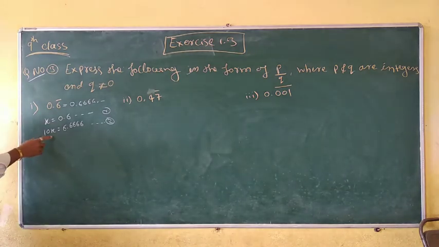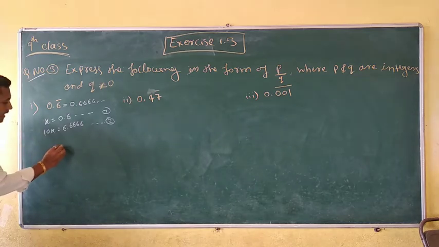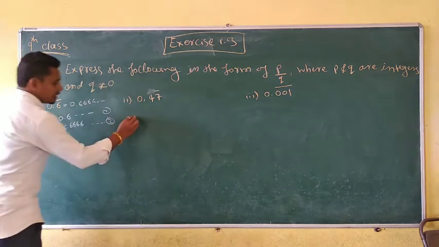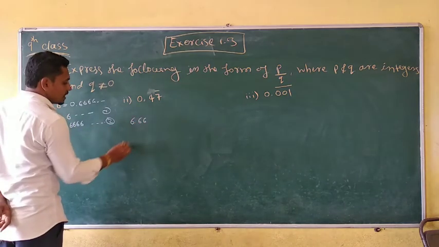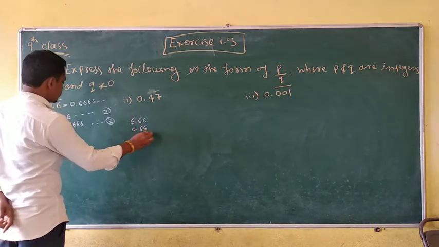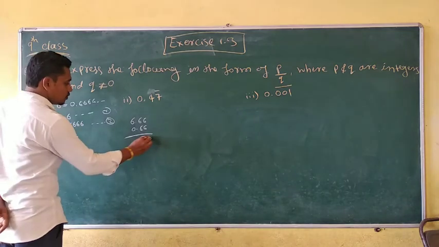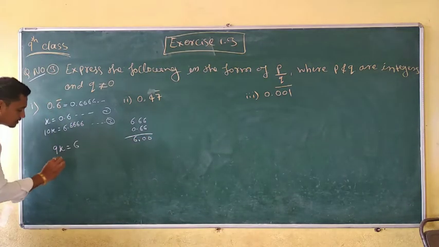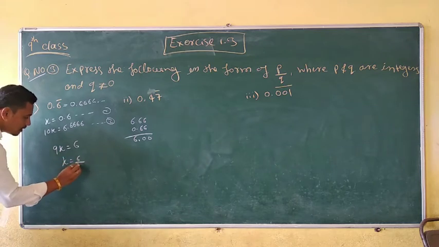So here, 10x minus x is 9x. Next, 6 minus 0 is 6. So 0 and 6 means the right side is equal to 6. So x is equal to 6 by 9.